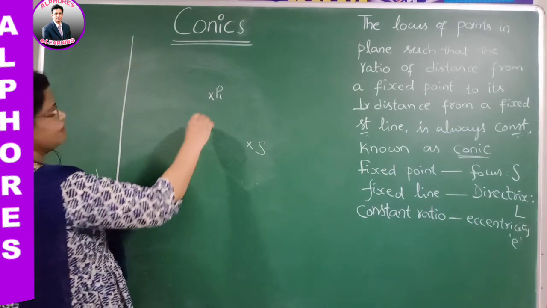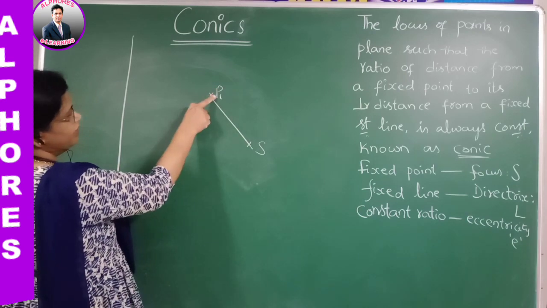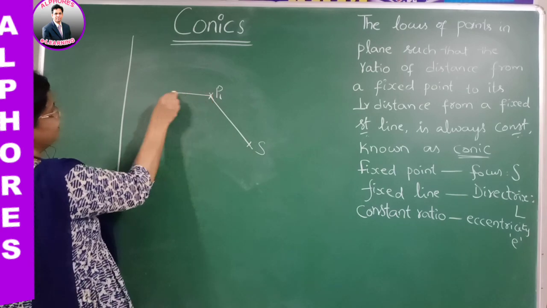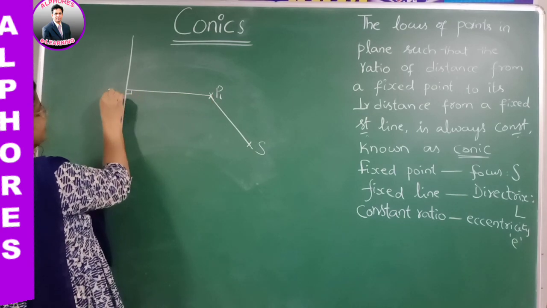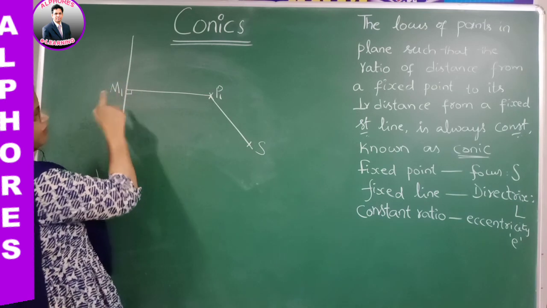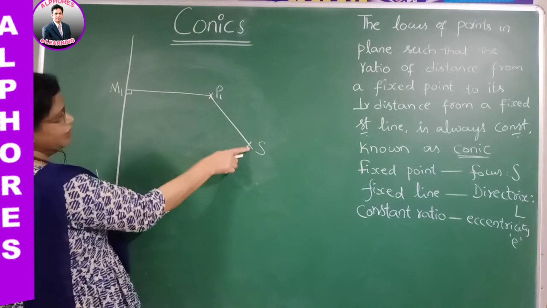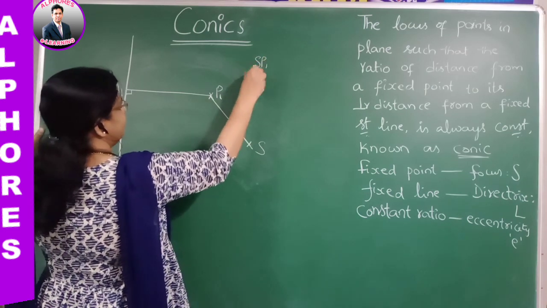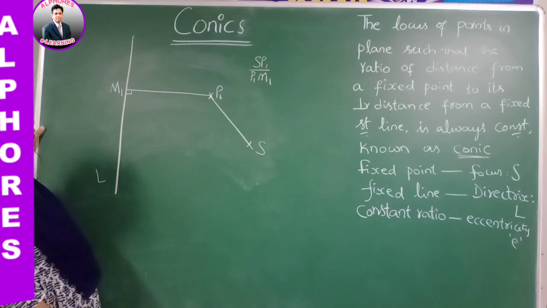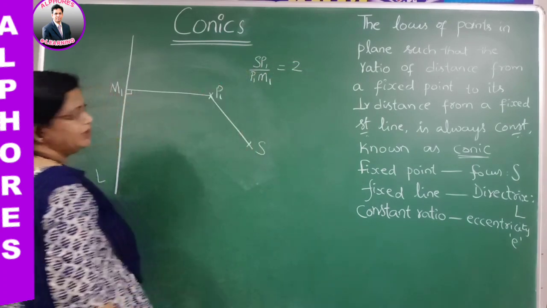Now if I join S to P1, this is the distance from a point on the locus to the fixed point, and next P1 to M1 is the perpendicular distance. So P1M1 is the perpendicular distance. Now the ratio is SP1 divided by P1M1, and suppose you got this value as 2 units.